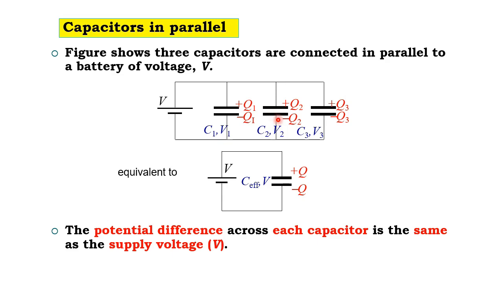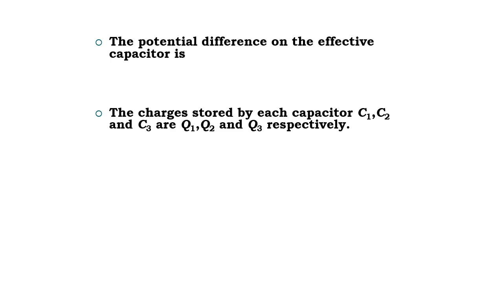V2 is equal to V1, and V2 is also equal to V3. This means we can say V total here is equal to V1, equal to V2, equal to V3. That is capacitors in parallel. Since you all know the potential difference on the effective capacitor is V equal to V1 equal to V2 and equal to V3.